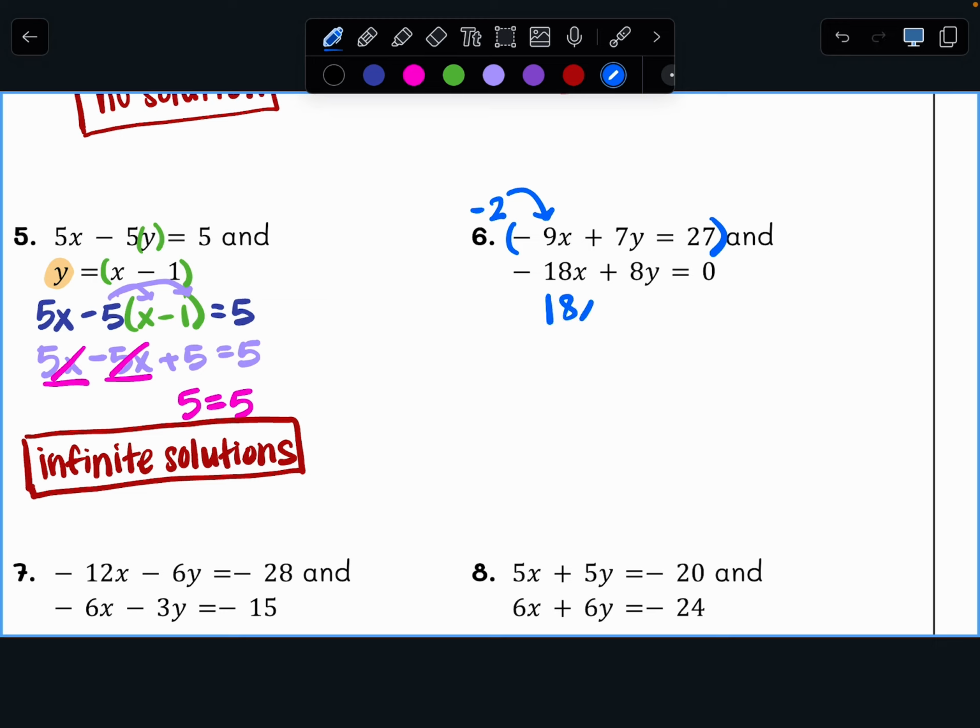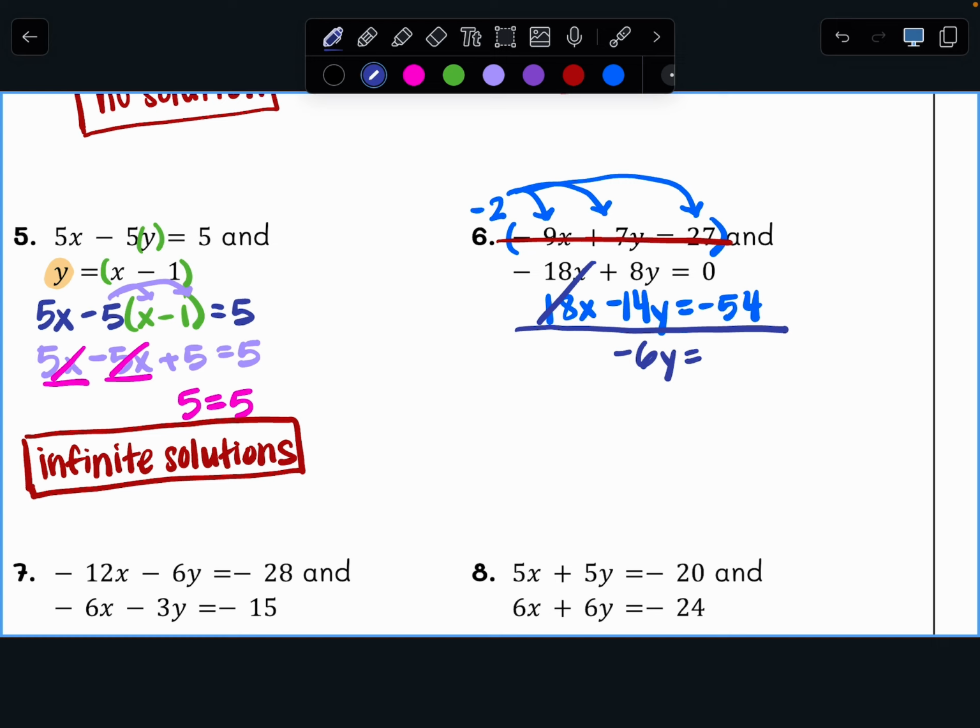This is going to be positive 18x minus 14y equals negative 54. Now I can cross this one out and add these two together. 18x cancels out. 8 plus negative 14 is negative 6y equals negative 54. Divide by negative 6. Y equals positive 9.